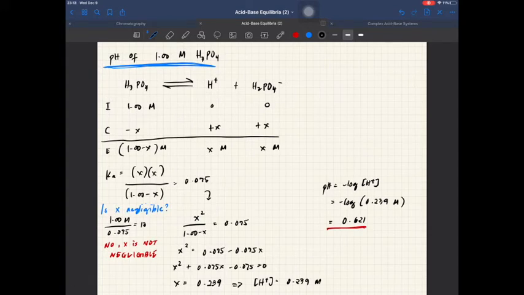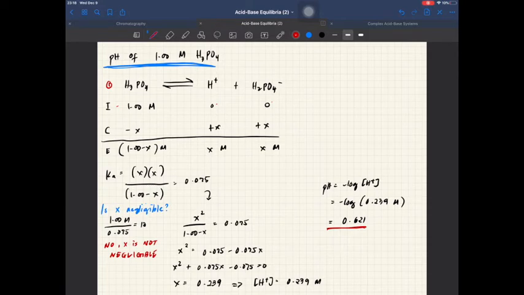So suppose we have 1 molar phosphoric acid. The first ionization would look like this. Phosphoric acid ionizes to hydrogen ion and dihydrogen phosphate. So using the ICE table, we can calculate the pH of this weak polyprotic acid. We have 1 for the initial, 0 and 0. At the change, we have minus x, plus x, and plus x. And therefore, at equilibrium, we have 1 minus x molar, plus x molar, and plus x molar.